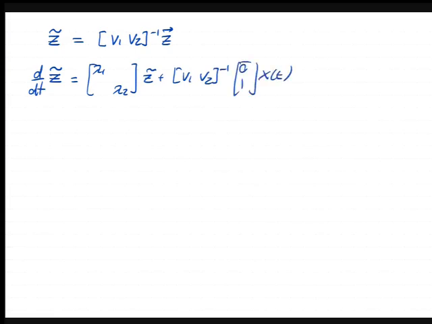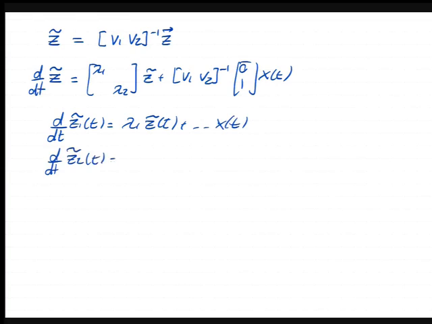Okay? What's the point of this diagonalization? That breaks down this vector differential equation into first-order differential equations. So you're going to have d by dt z1 tilde of t equals lambda 1 z1 tilde of t plus something times x of t, and d by dt z2 tilde of t is lambda 2 times z2 tilde of t. The nice thing here is that these differential equations are completely independent of each other. So you're really solving first-order differential equations. Okay?